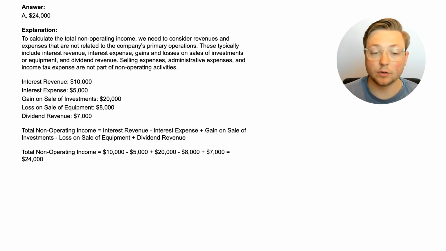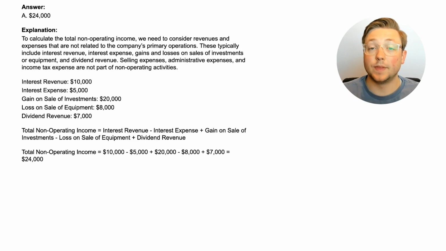So we add up all those things together, the interest revenue, subtract the interest expense, add the gain on the sale of investments, subtract the loss on the sale of equipment, and add the dividend revenue. All together, that equals $24,000 of non-operating income. And with those two things together, the operating income and the non-operating income, that's typically what we would call the income from continuing operations. You know, the business that's going to continue to function for the next while.